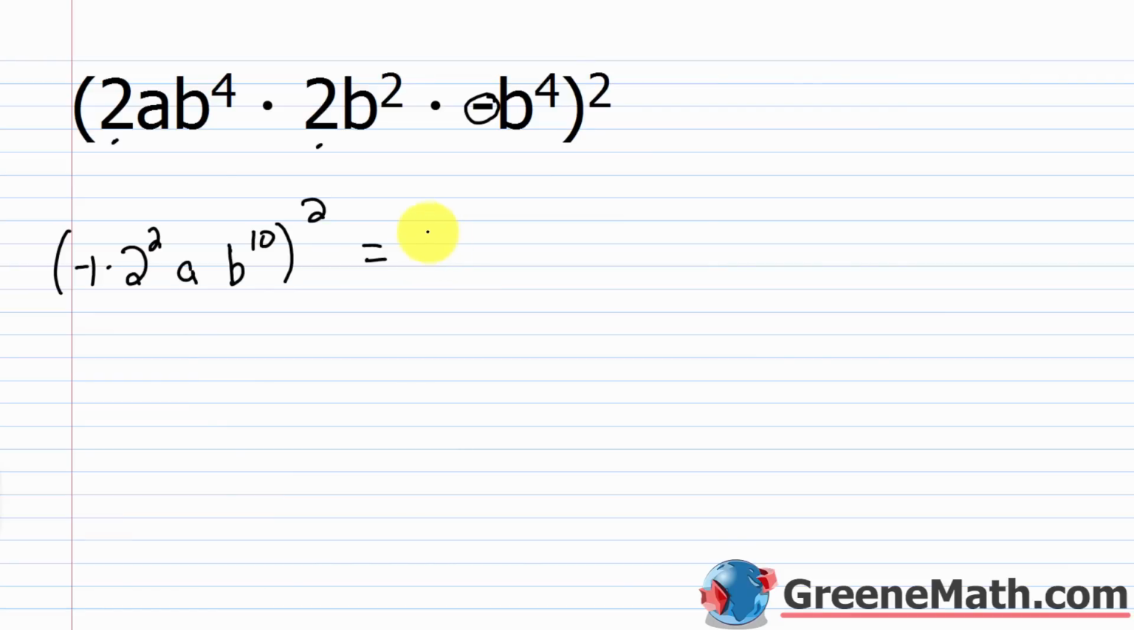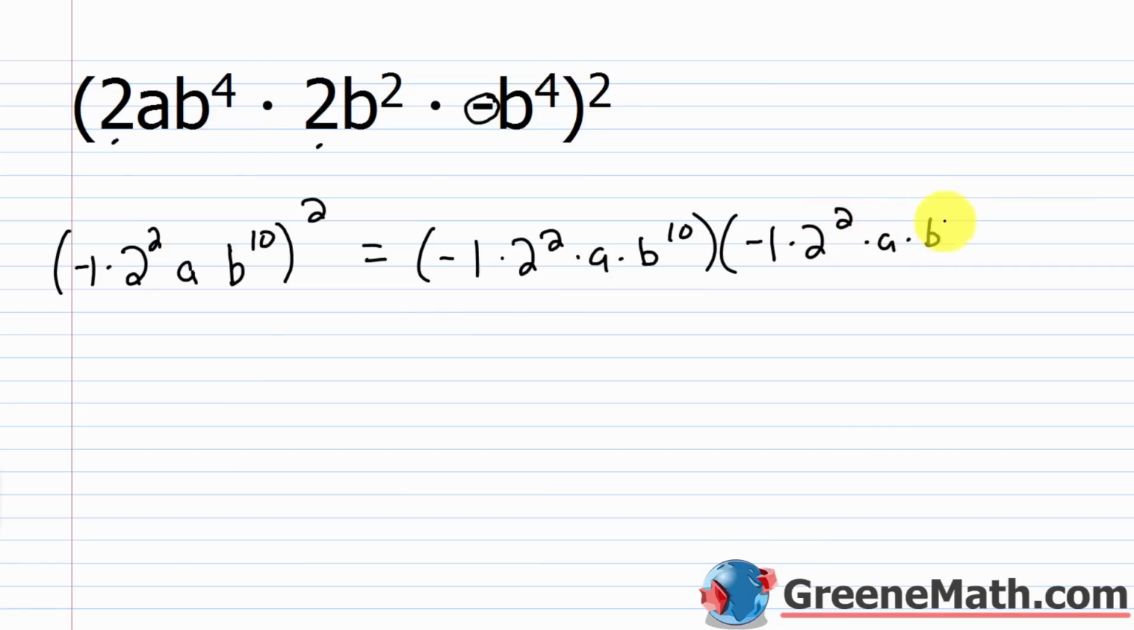So I could write this as negative 1 times 2 squared times a times b to the 10th times itself again. Negative 1 times 2 squared times a times b to the 10th. So if I go through and simplify here, everything is just multiplication, so I can really just get rid of these parentheses. Just put some multiplication signs in to make that clear.